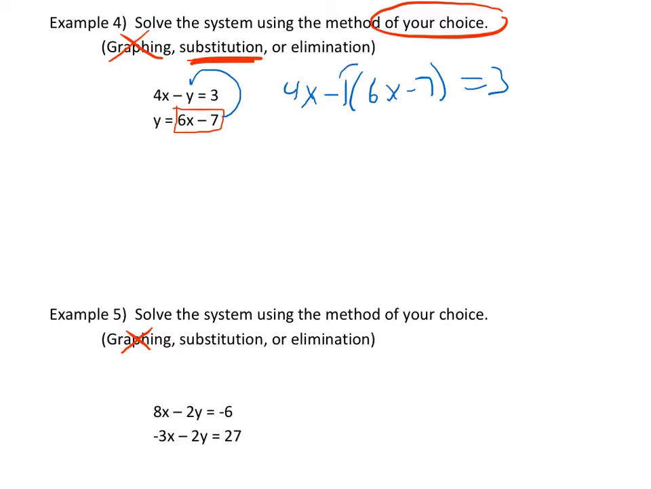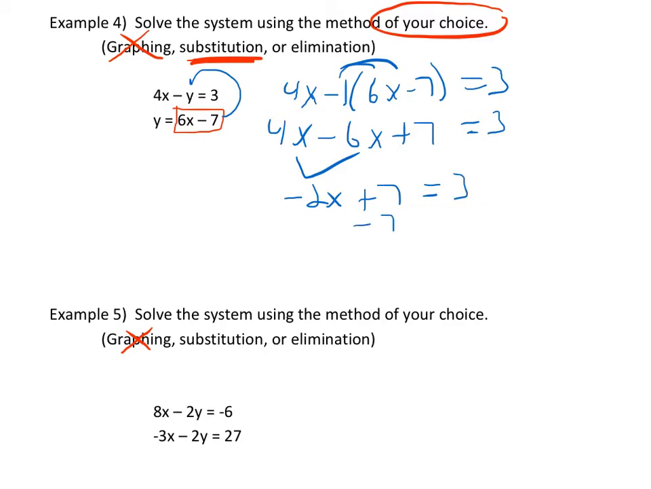This is a negative 1, so we have to distribute that, and we get 4x minus 6x plus 7, which is negative 1 times negative 7, equals 3. Combine like terms, and we get negative 2x plus 7 equals 3. Subtract 7, and we get negative 2x equals a negative 4. Divide by a negative 2, and x equals 2.